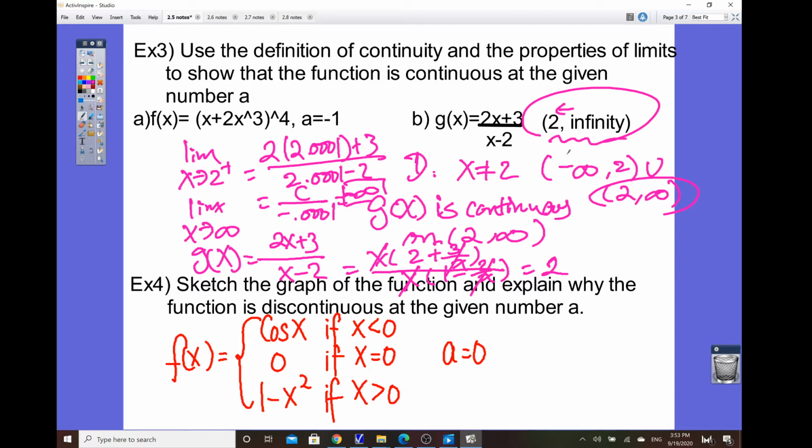So anytime you need to verify continuity on an interval, not only do you want to show the domain, but also you need to show the limit as x goes to the left bound, and the limit as x goes to the right bound. If both those limits exist at those two bounds, that means the function is continuous on the exact same given domain.